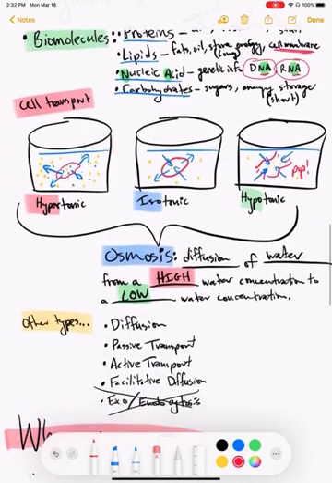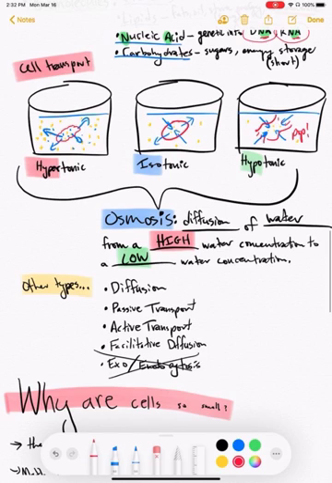Cell transport, just want to know water is going to move in and out of cells depending on the situation. That's called osmosis. So the diffusion of water from a high water concentration to a low water concentration. So from high to low.